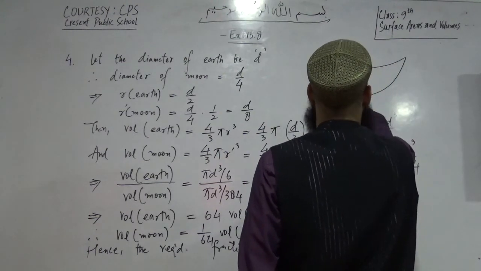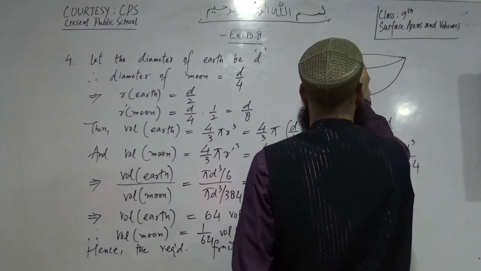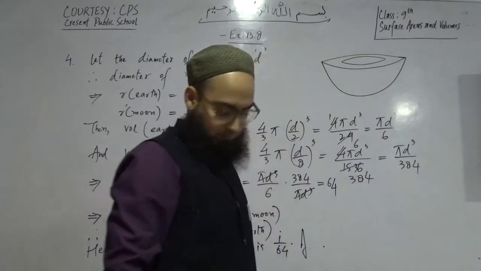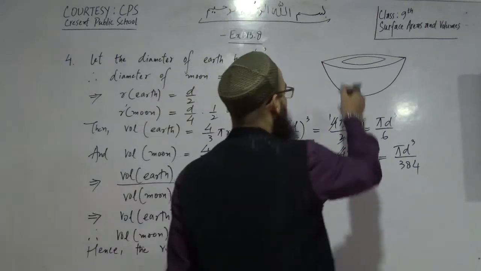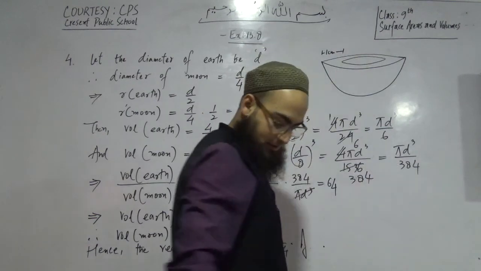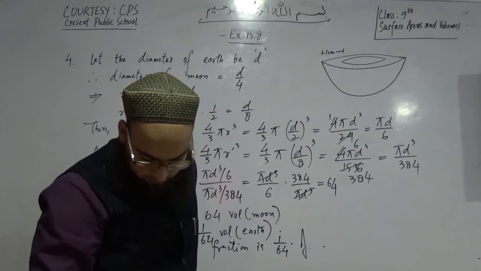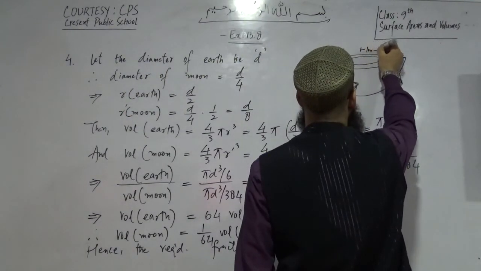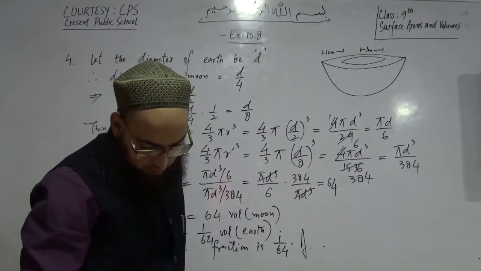This is the hemispherical tank. You have some thickness for this, just like this. Now this tank is 1 centimeter thick, so this is the thickness, 1 centimeter. If the inner radius, this much, is 1 meter, then find the volume of the iron used to make the tank.